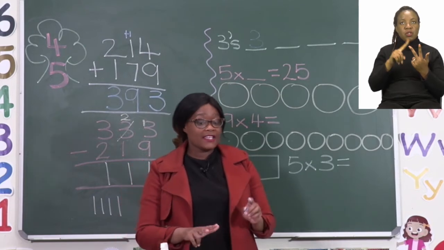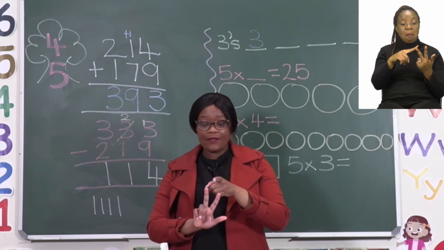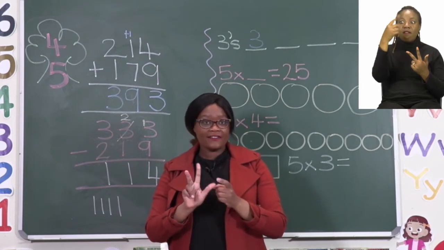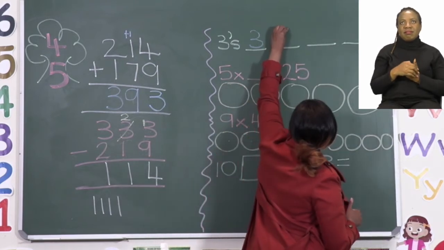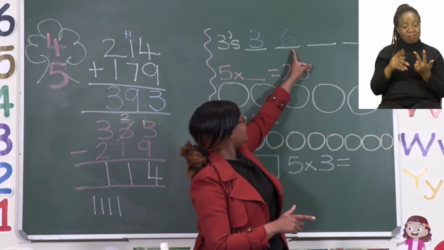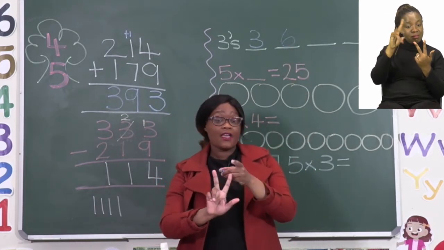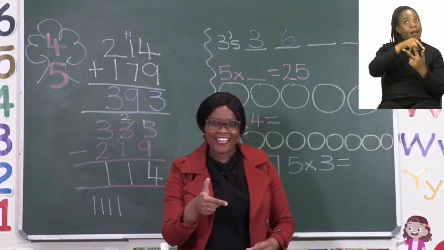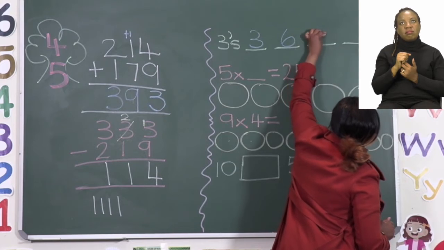So from 3, we now say 3 is already there, and then we say 4, 5, 6. So we know that the next number is 6. Now we say 6 is already there. We move on. 7, 8, 9. So we write our 9.